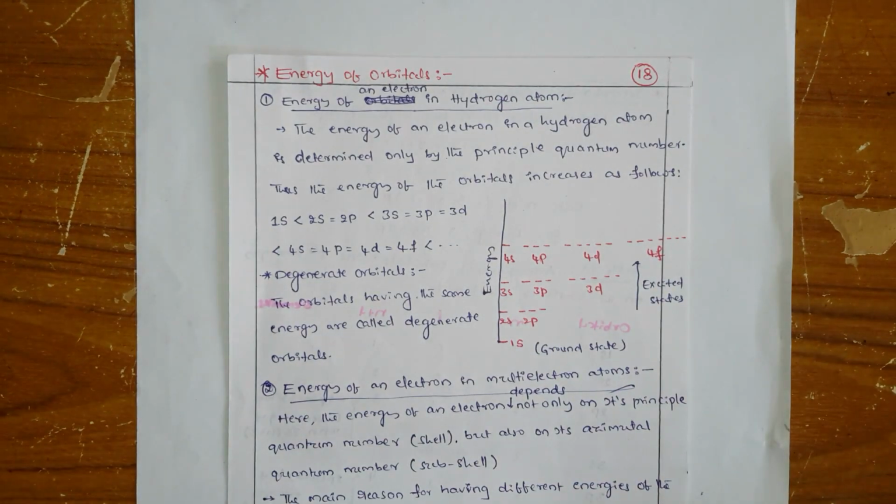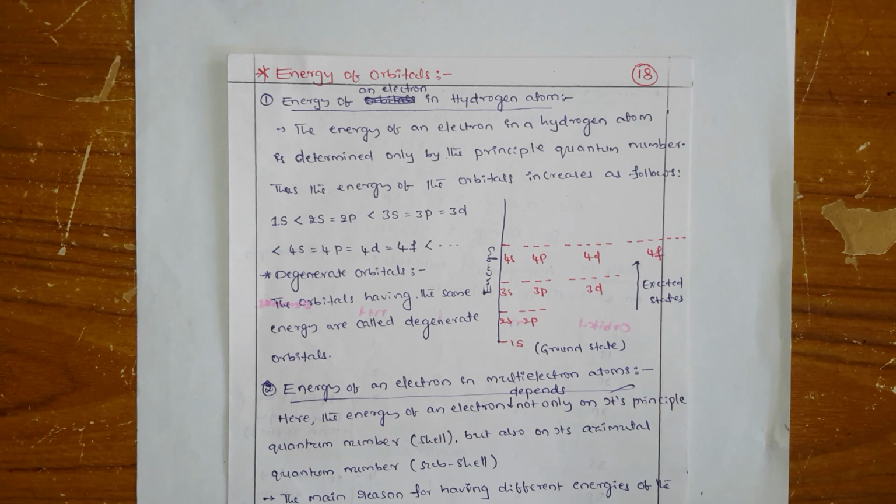Hello students, in the previous lecture we discussed the shapes of orbitals, and in this lecture we are going to start a new topic, that is the energy of orbitals. You know that orbitals are generally contained in shells, n equal to 1 and so on, the K shell, L shell, M shell. And for every shell there is a particular energy.